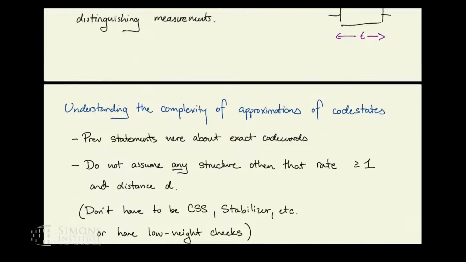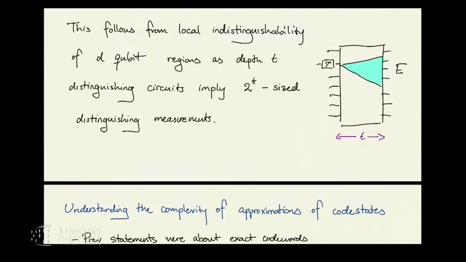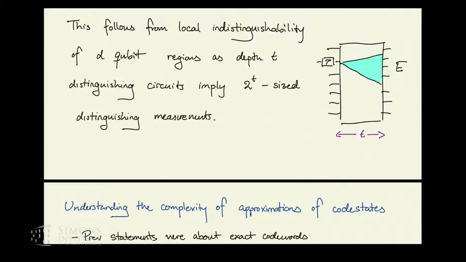It's crucial to say that all the arguments we've made so far have assumed nothing about the structure of the code, other than the fact that it has distance d, and at subtle points we assumed that it encodes at least 1 qubit. But other than that, we didn't make any other assumptions about the code, nothing about it being CSS or any structure. These are just properties inherent in quantum error correction.